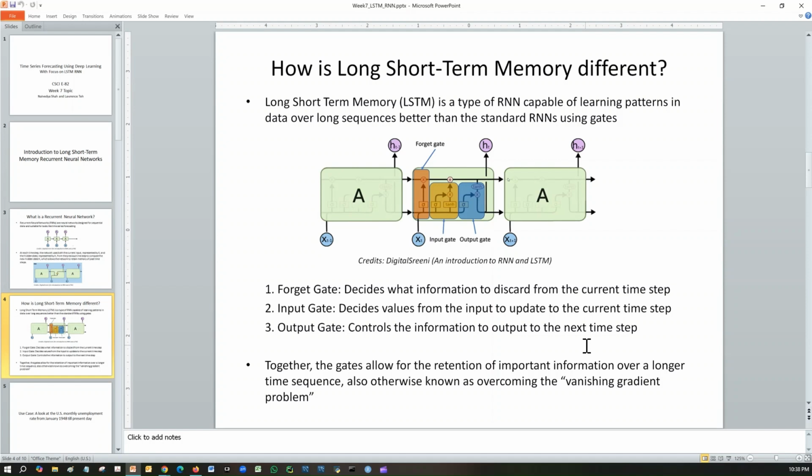So as we backpropagate in training, mathematically, what it means is taking that gradient and multiplying it as we go back in time. For example, let's say the gradient is 0.5 for argument's sake. If we go back in time two time steps, it's like taking 0.5 to the power of 2, and we get 0.25.